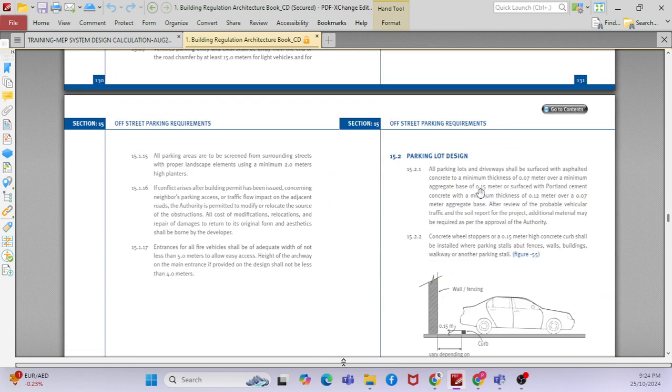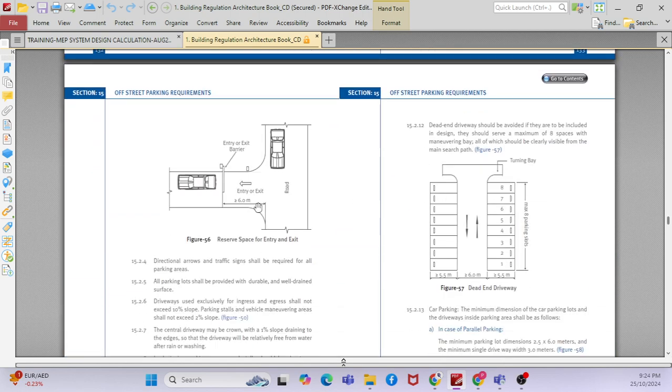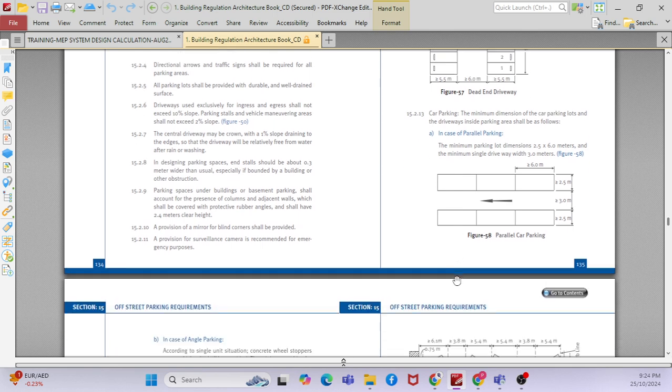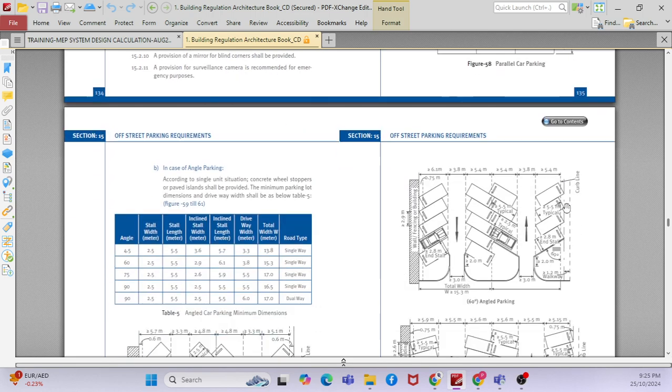This is the parking requirements. What is the dimension to be provided? See, for each parking bay, if you are going to design the basement, what is the dimension of the parking bays? If you have back-to-back parking, what is the dimension to be provided?